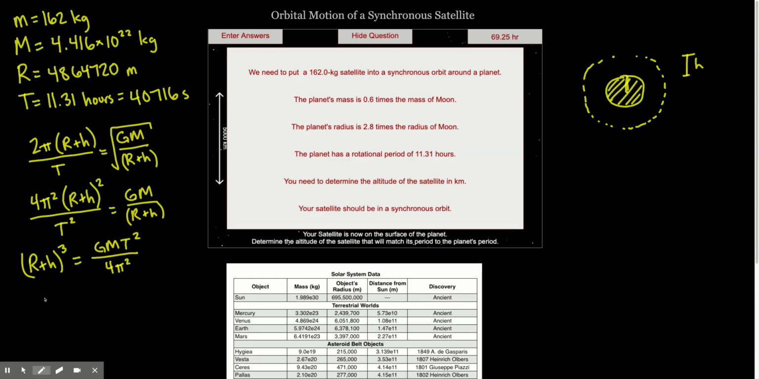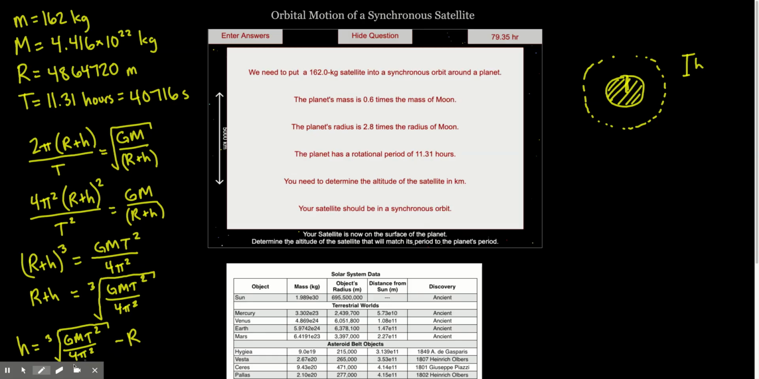So I can solve for r plus h, which would be the cube root of GM T squared over 4 pi squared. So that means h is equal to all of that subtracted by r. So h equals the cube root of GM T squared over 4 pi squared, subtract r. I know everything in that equation. So let's go ahead and solve.